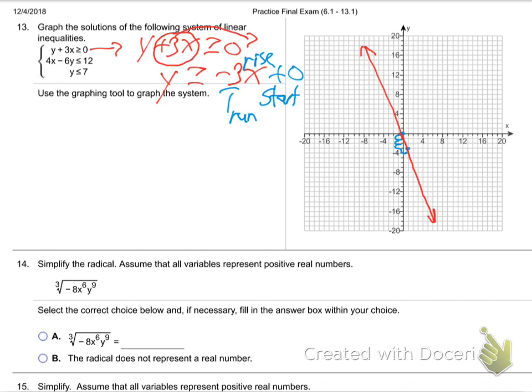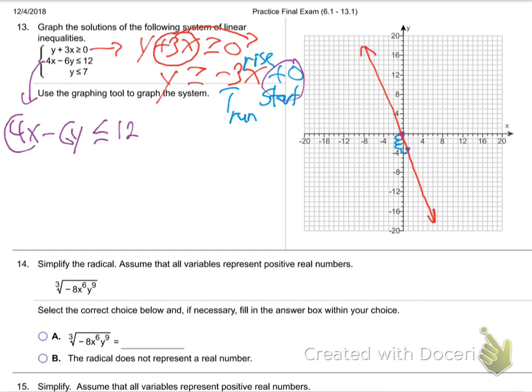I started at 0, because there was no number off to the right. So that's your starting dot, just 0. And then from 0, went down 3 over 1, found my other dot, connect the dots, okay? And now let's take the second equation, 4x minus 6y less than or equal to 12. This one's going to be a little harder.